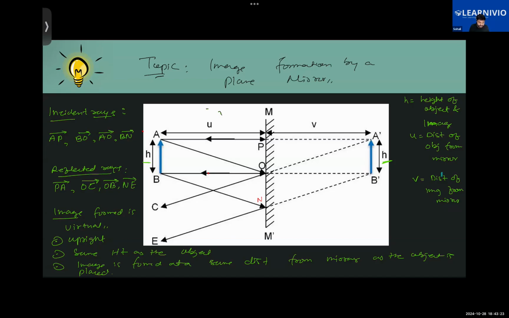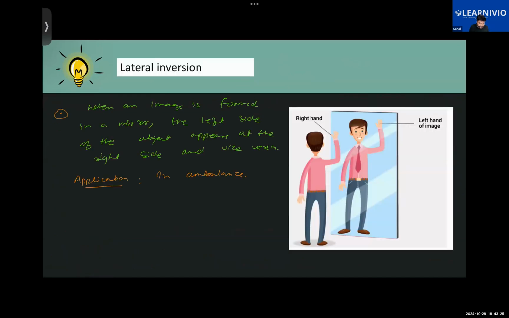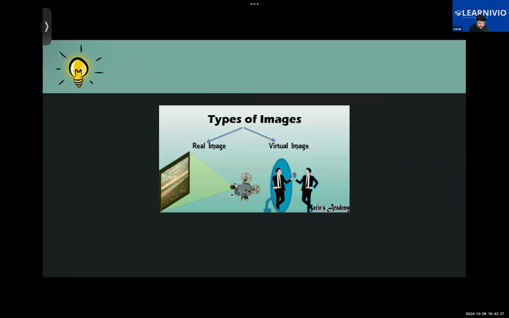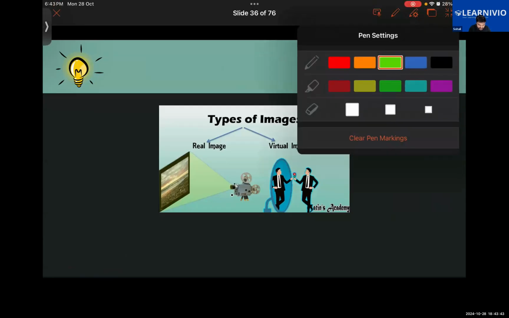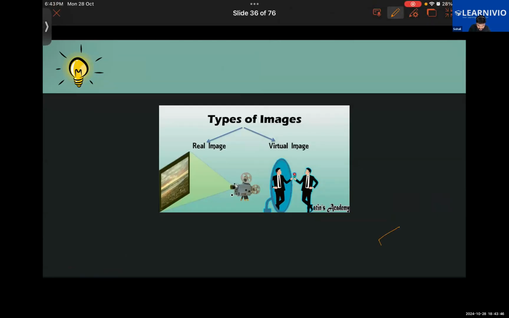So light rays will actually be meeting in the case of a real image. Whenever a real image is formed, light rays actually meet at a point to form the image. Consider this example. All of you, as a kid, might have done this thing: you might have projected a magnifying glass over a paper like this.